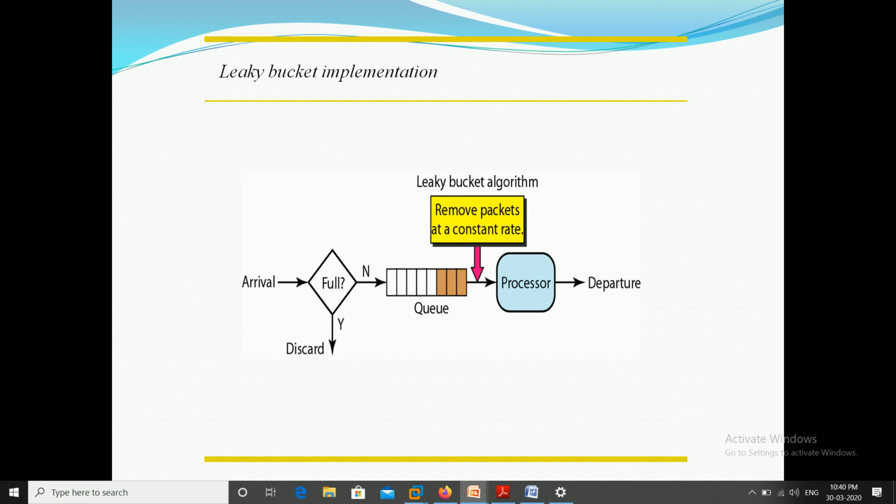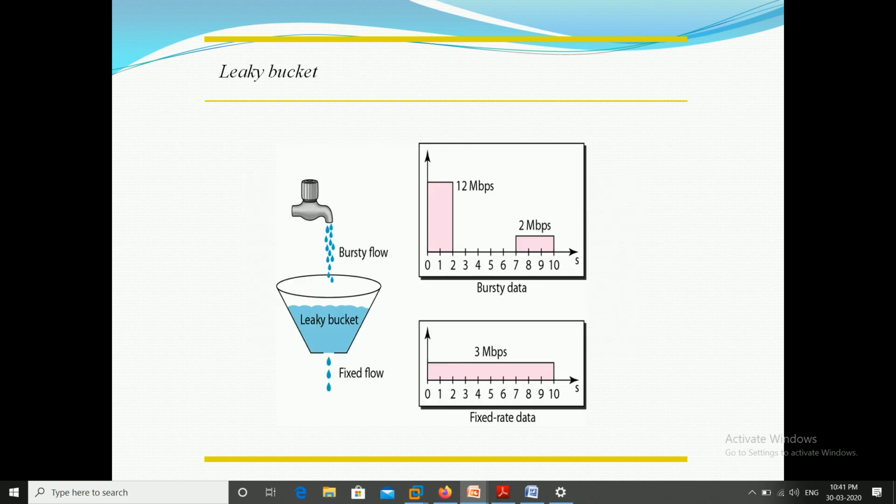Otherwise, the packets are in the queue. That queue, maybe we can say is the bucket, and the removal of packets, as you see in the yellow, is at a constant rate. Whatever the incoming speed is, the removal of packets is at a constant rate, then they depart. That is how this algorithm works, what we can call the leaky bucket algorithm. The leaky bucket algorithm converts the bursty data flow into a fixed data rate, right?